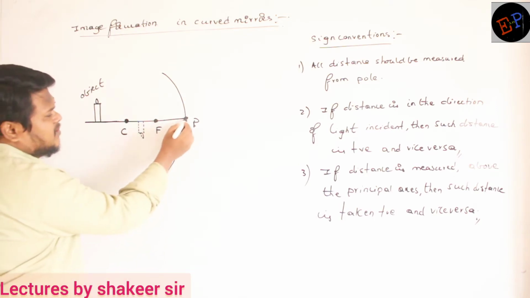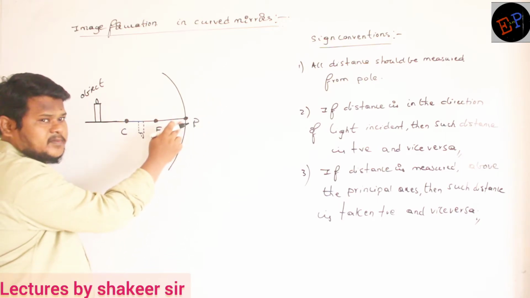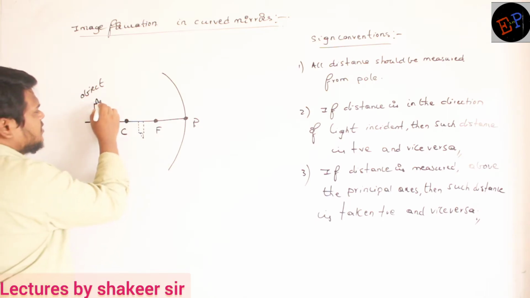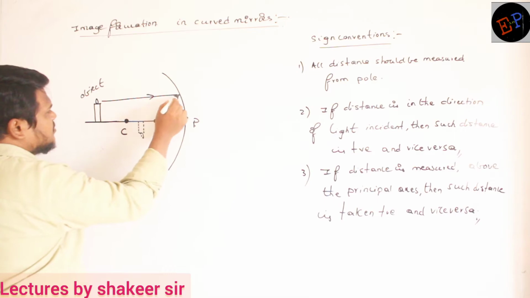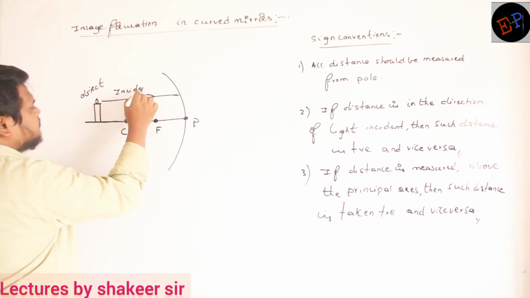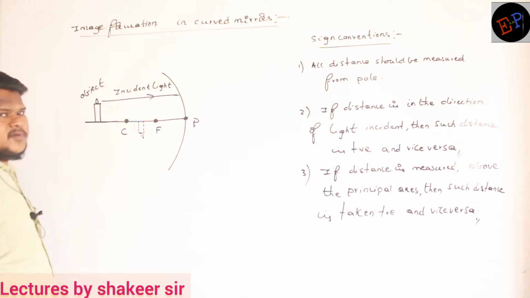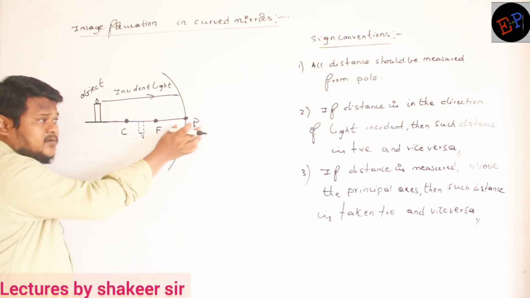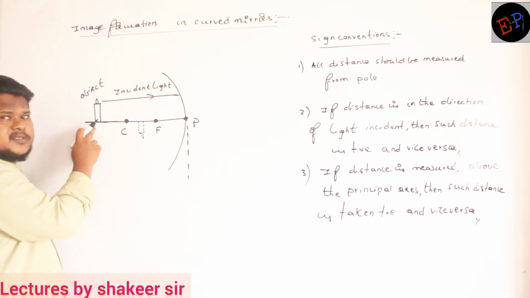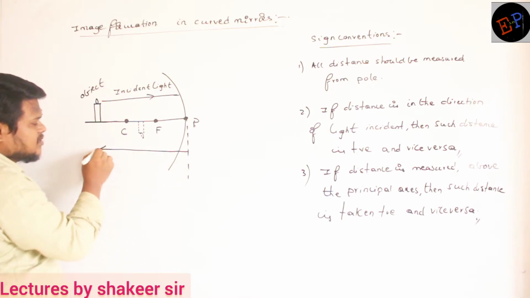Then every distance I have to measure from where? What is the first rule we have written? Every distance I have to measure from the pole of the mirror itself. From this object, light travels in this direction and falls on the mirror. This is the direction of incident light. But every distance I have to measure from the pole itself. For example, if I want to measure the distance of this object, I have to start from here and measure in this direction.